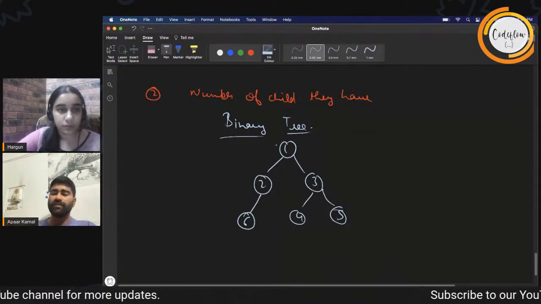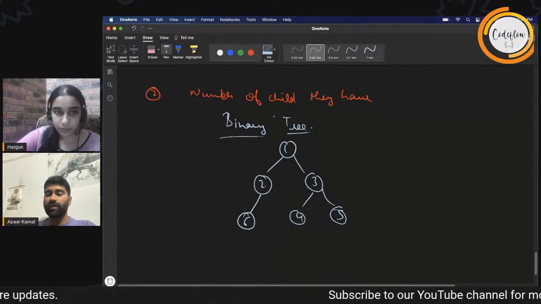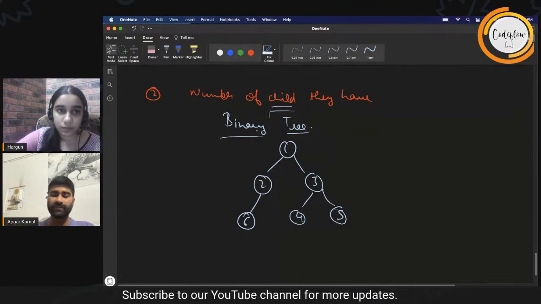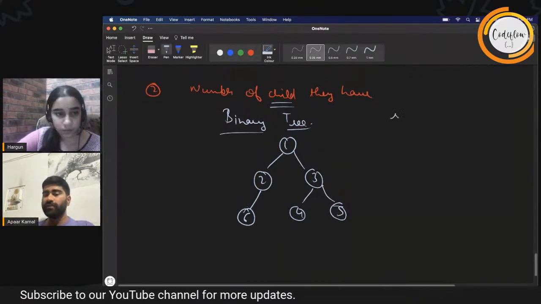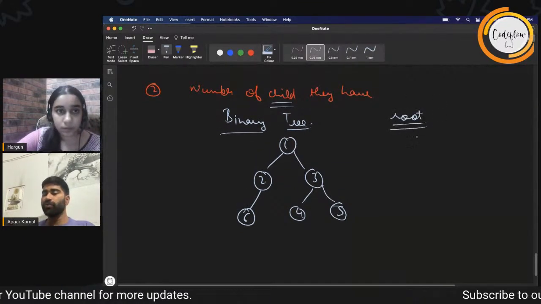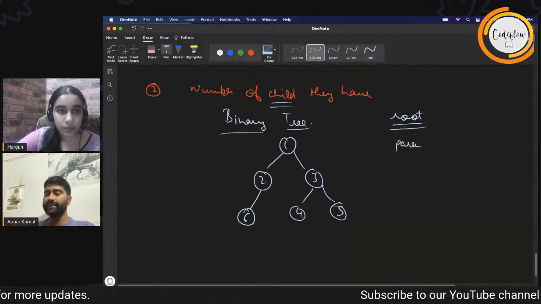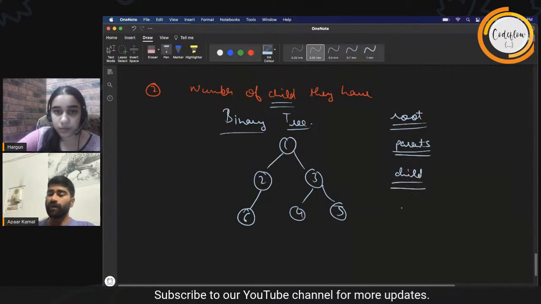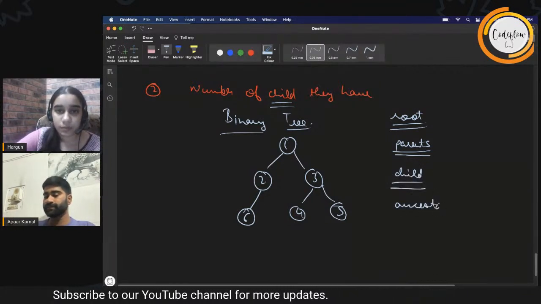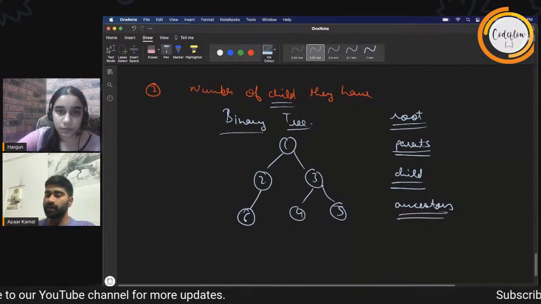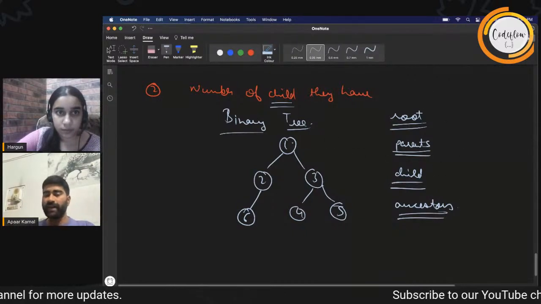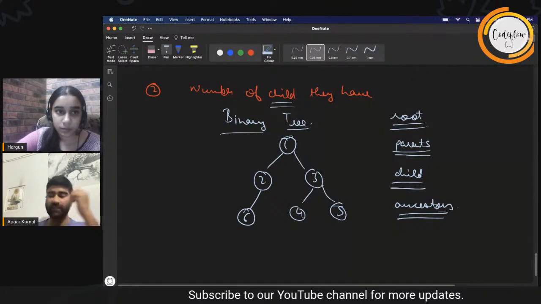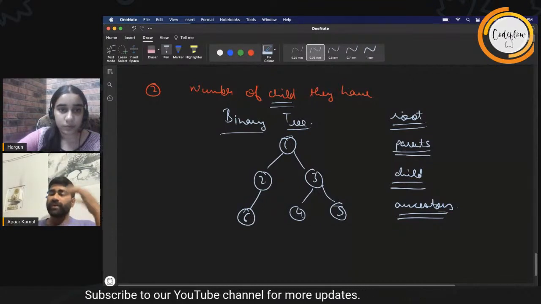So guys, to understand what is a node and what is a child, let us understand a few terms: root, the root of a tree, what are parents in a tree, what are child nodes in a tree, what are ancestors in a tree. Cool. So let's understand these terms one by one, and let's take an example of this tree itself. So what is a root node, guys?